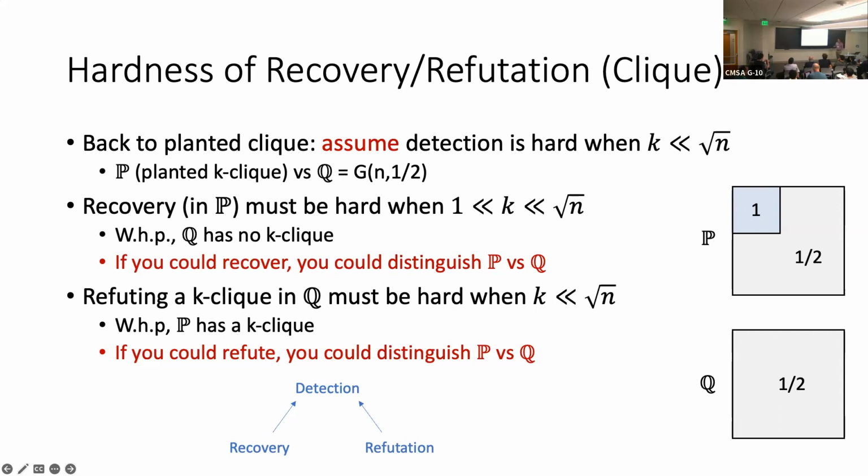Okay, so what should we do for coloring now? I could try to do basically the same thing for coloring. But the problem is that detection, as I said before, is way easier now. So if I want to prove that recovery and refutation are hard under this condition, K smaller than root n, it's not going to be helpful to use the detection problem because the detection problem just isn't hard, right?